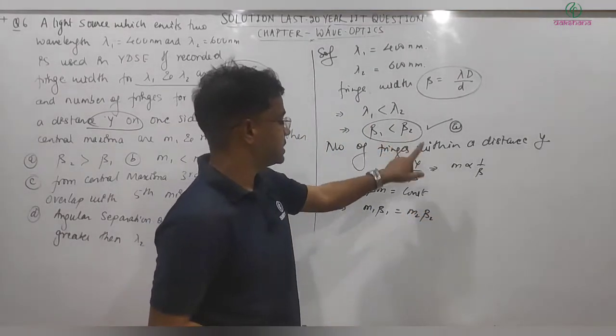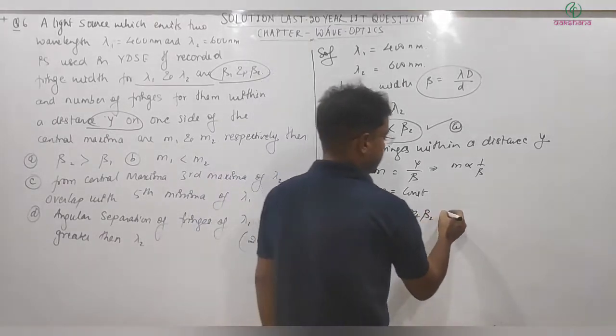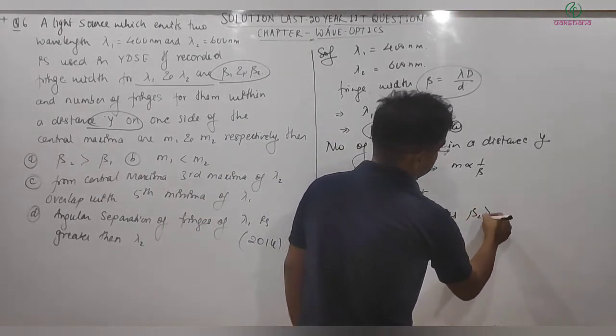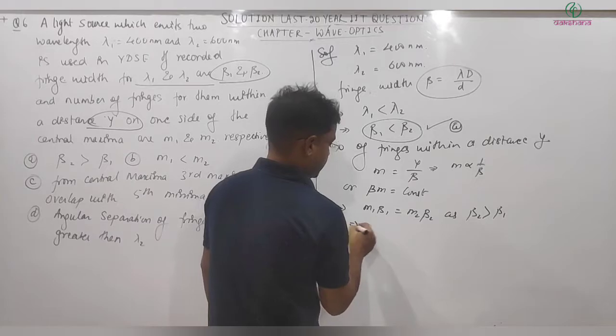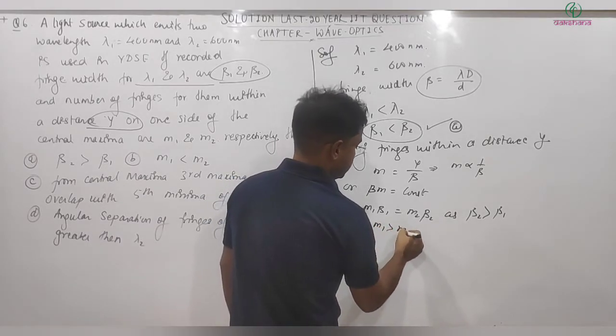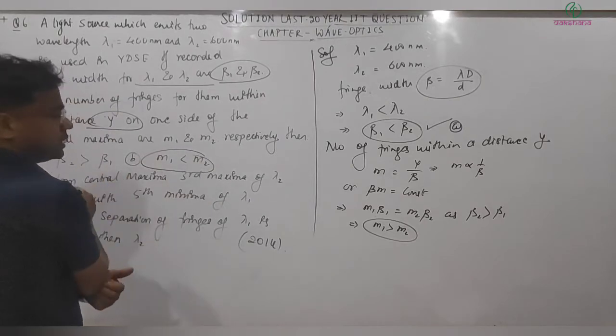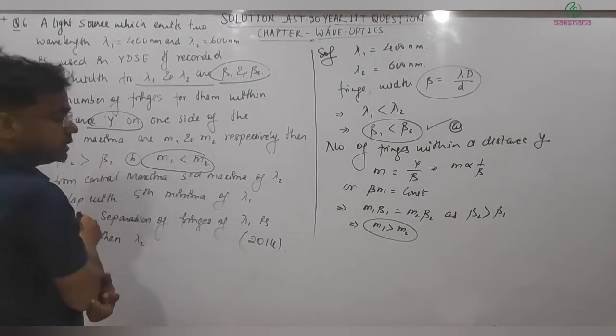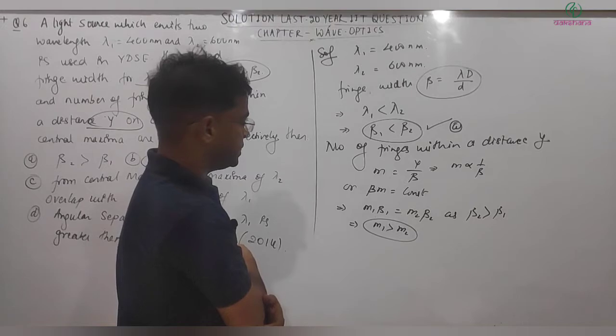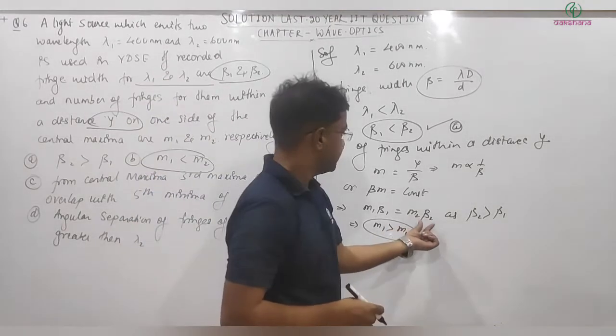And here beta 2 is greater than beta 1. What it implies? As beta 2 is greater than beta 1, this implies m1 must be greater than m2. And this is the m1. Okay, beta 2 is greater. Beta 2 is bigger, right?